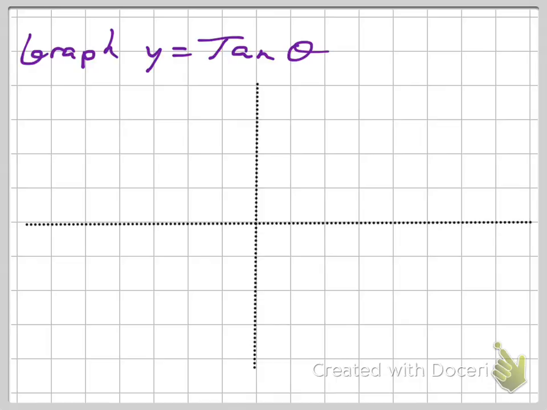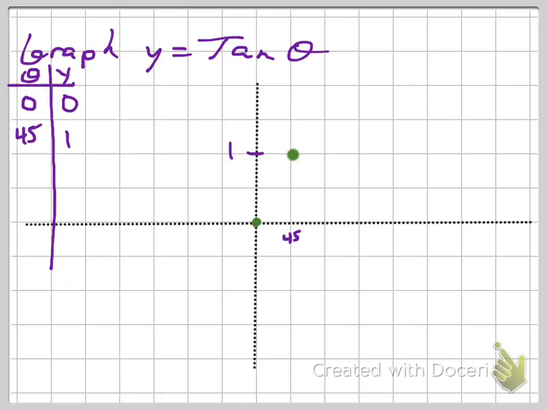And if we don't know what a graph looks like, we really just kind of have to start by making a table. And you can use your calculator for these instead of using the unit circle. The tangent of 0 is 0. The tangent of 45 on your calculator or in your head is 1.